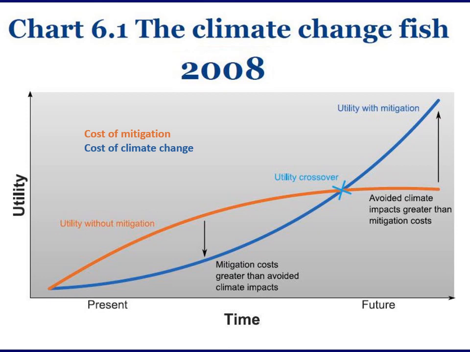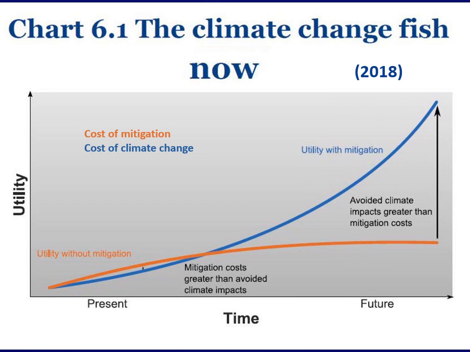He came up with this climate change fish back in 2008, in which he pointed out that the cost of acting was considerably higher than the cost of climate change at that point. But since 2008, in fact 10 years later, in 2018, the cost of mitigation had come down a lot. And of course that's because the cost of solar panels and wind has come down a lot. And yet the cost of climate change, the blue line, is going up and up and up. And we need to get acting as soon as possible.